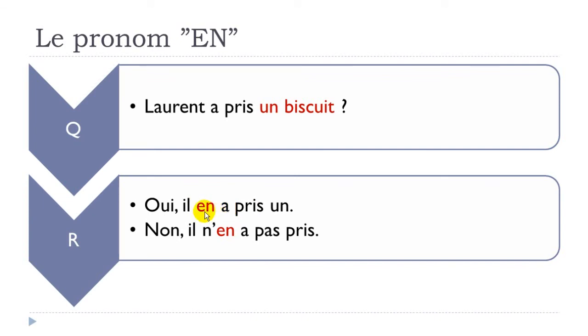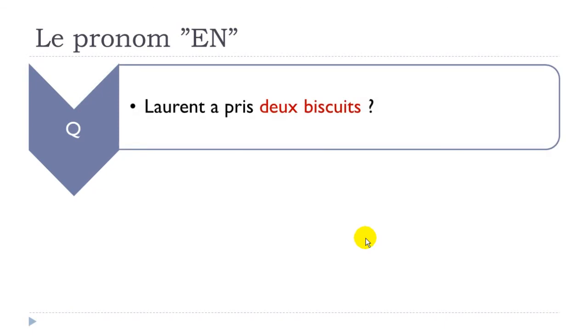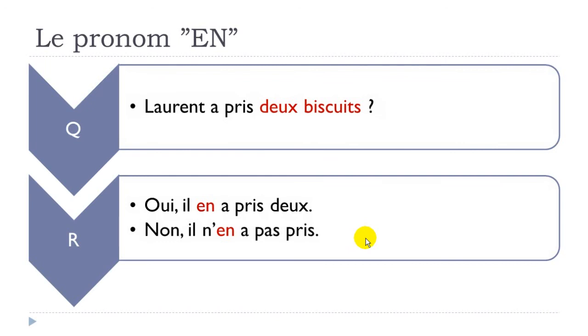Okay, one common mistake is to put this en between the two. Okay, because you tend to think that maybe you get two verbs, but no. It's here, okay? Il en a pris un. Negative form, il n'en a pas pris. Alright? Non, il n'en a pas pris. Laurent a pris 2 biscuits. Oui, il en a pris 2. Non, il n'en a pas pris.